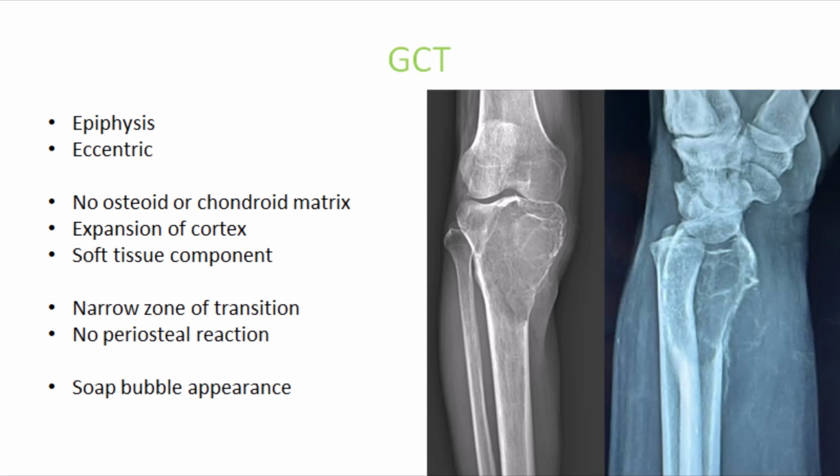We will discuss radiographic features of common benign bone tumors. First, giant cell tumor of bone. It is an epiphyseal tumor, eccentric in location, produces lytic matrix. It may expand the cortex and it may have a soft tissue component. Zone of transition will be narrow and there will be no periosteal reaction until the bone has fractured. It has a peculiar soap bubble appearance on radiograph.